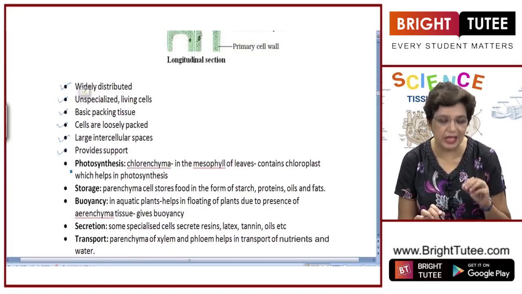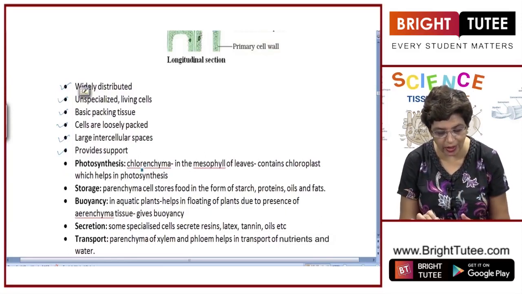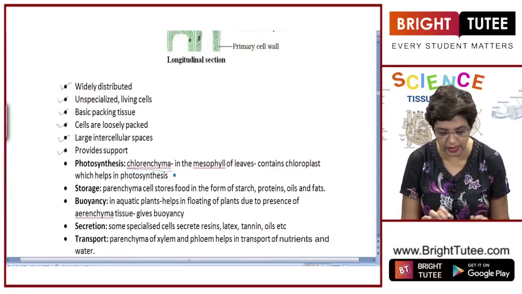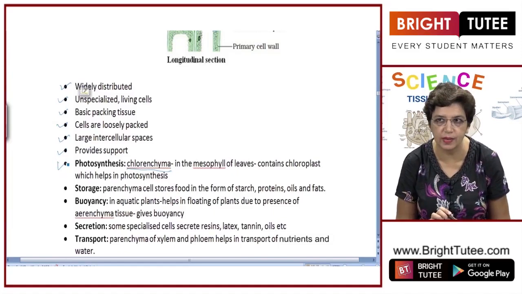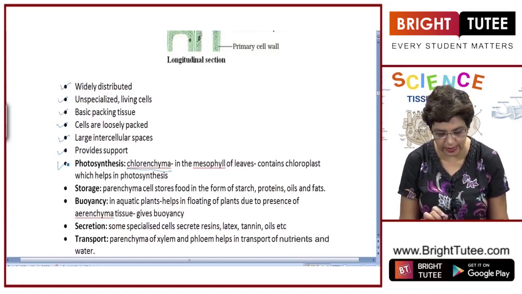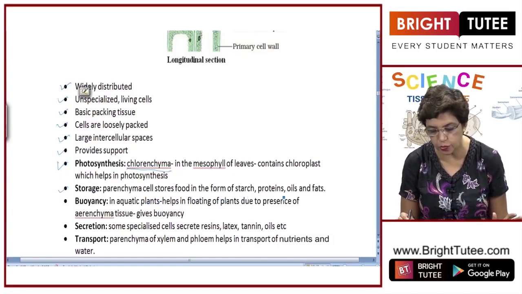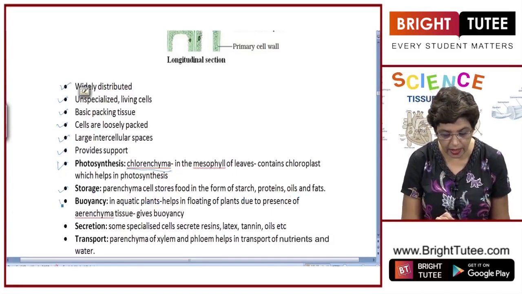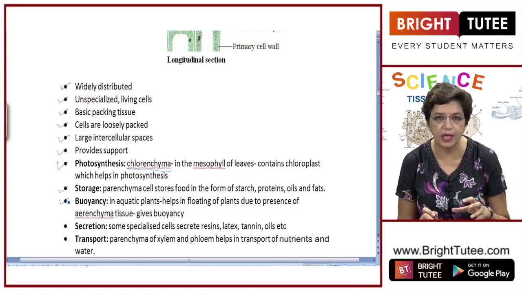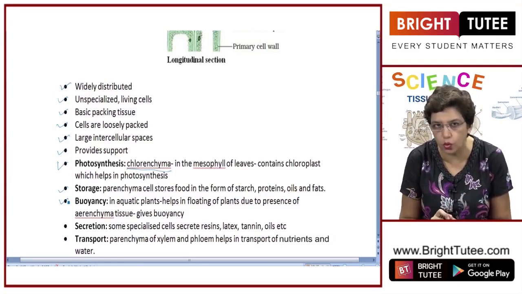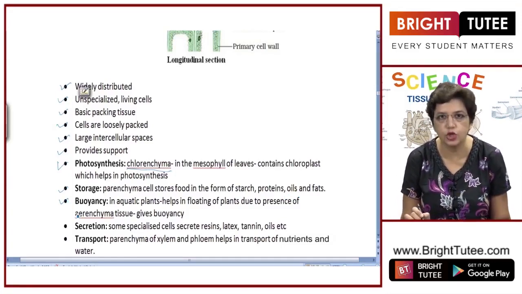The mesophyll of the leaf contains parenchyma, which is called chlorenchyma. This chlorenchyma contains chlorophyll, which helps in photosynthesis. So one of the functions of parenchyma present in the leaves is photosynthesis. Next, the parenchyma also stores food in the form of starch, proteins, oils and fats. In aquatic plants, parenchyma provides buoyancy to the plant. They make the plant lighter, which helps the plant to float over water. Such parenchyma are called aerenchyma.